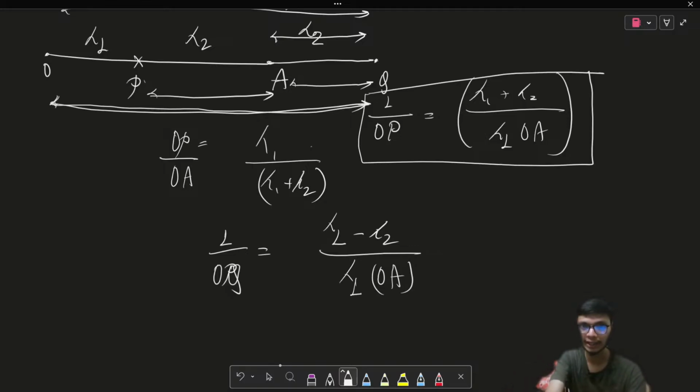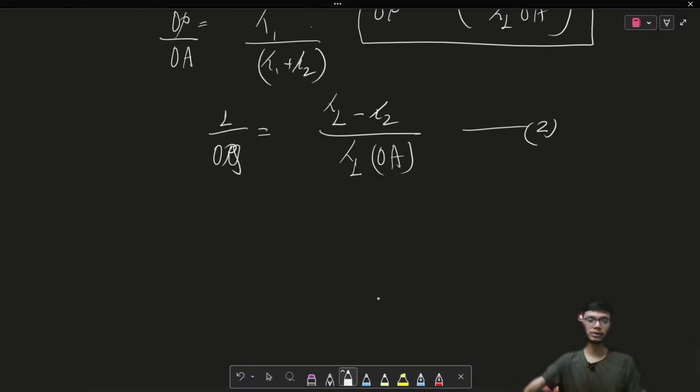Now what I can do is consider this as my first equation and this as my second equation. Now if I add equation 1 and equation 2, what will I get?